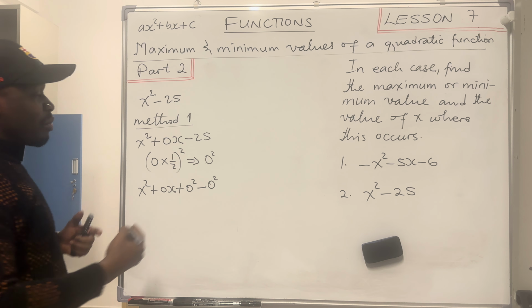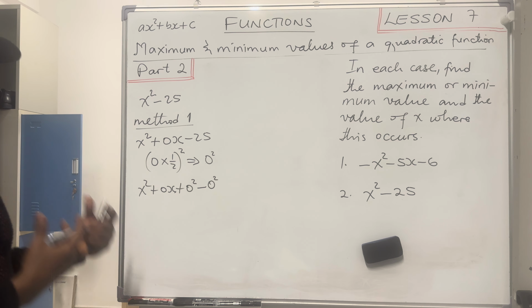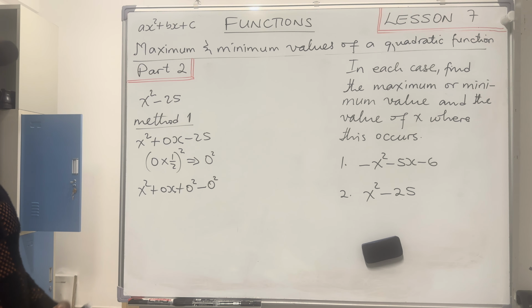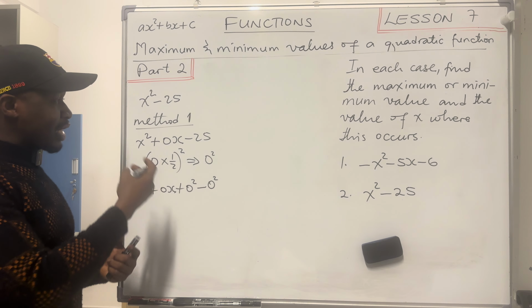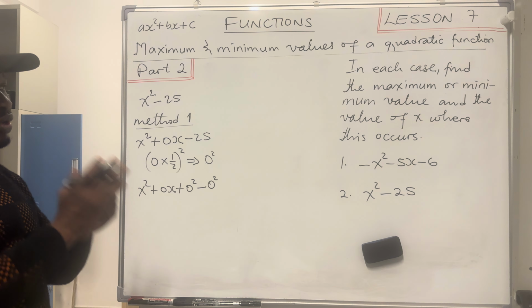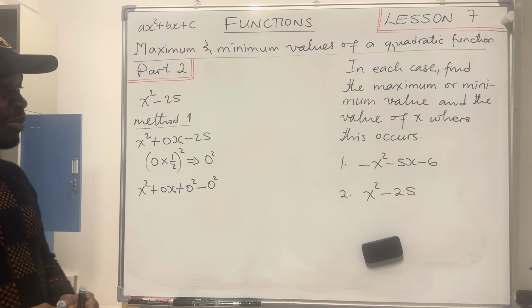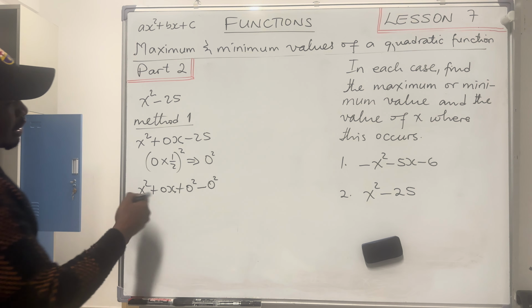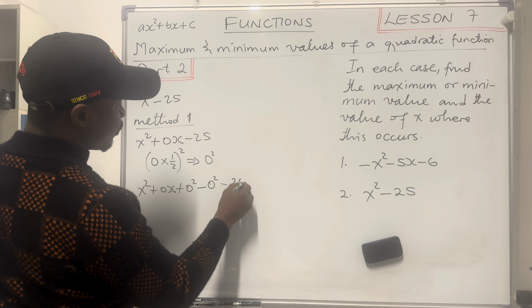I'm only following the method so that you understand the trend of the explanation of maximum and minimum value. Yes, because once there is no 0x term, there is something we do, but I just want to give you a uniform explanation. I'm always concerned about the beginners. Then here is minus 25.